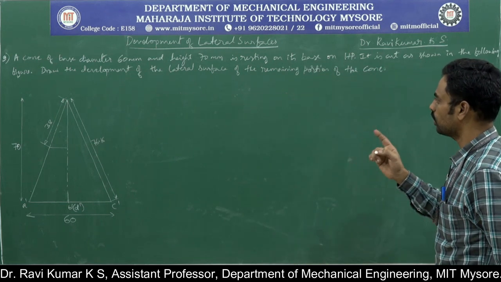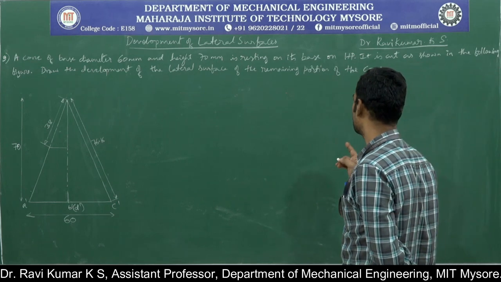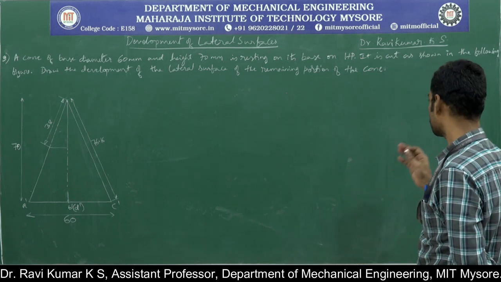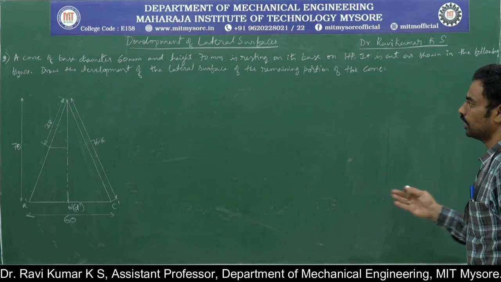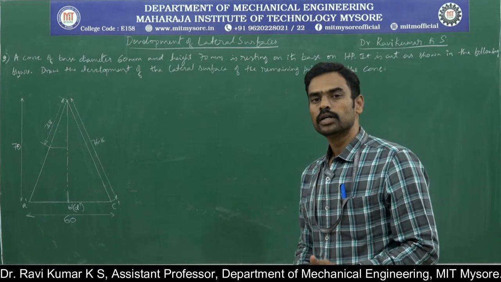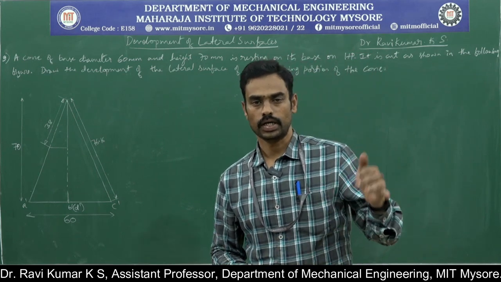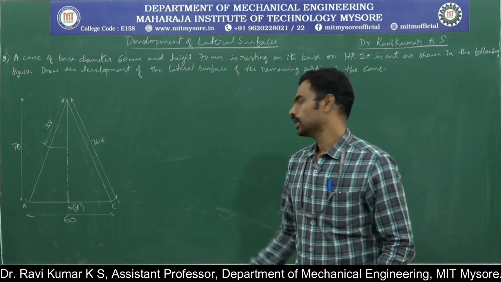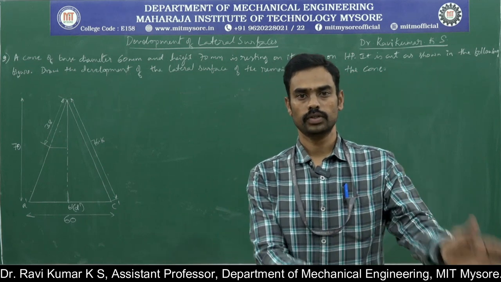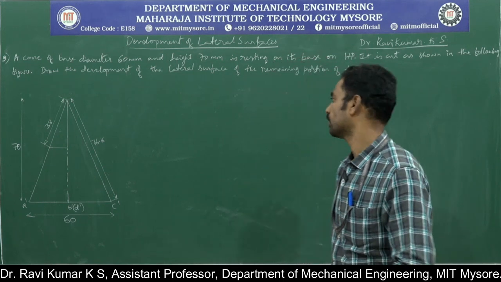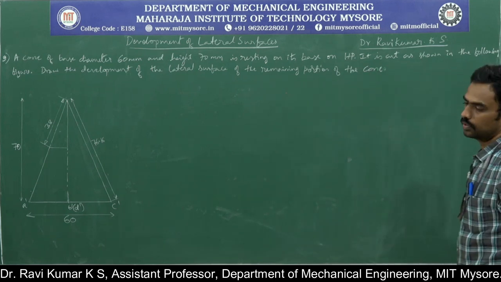A cone of base diameter 60 mm and height 70 mm is resting on its base on HP. It is cut as shown in the following figure. So here the cutting plane, the condition of the cutting plane is not given. Instead directly the front view is given with the problem itself. We need to draw the development of the lateral surface of the remaining portion of the cone.